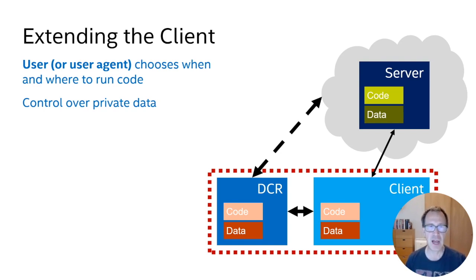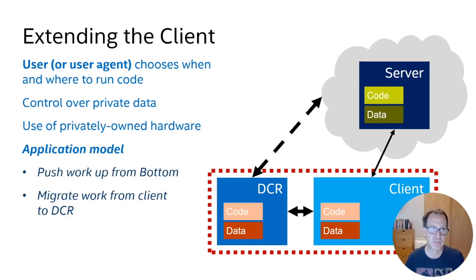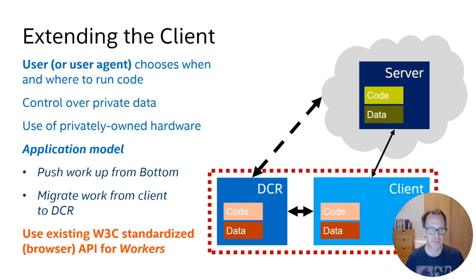So we want to give the client control over their own data, and also enable the use of the client's own hardware or the hardware of their choice. In general, the application model we're looking at is to push work up from the bottom and migrate work from the client into the distributed computing resource.